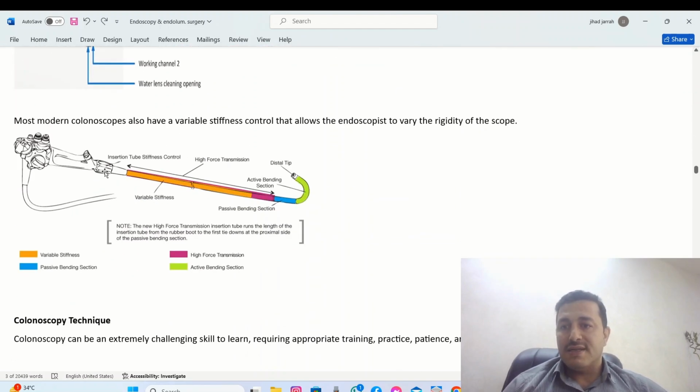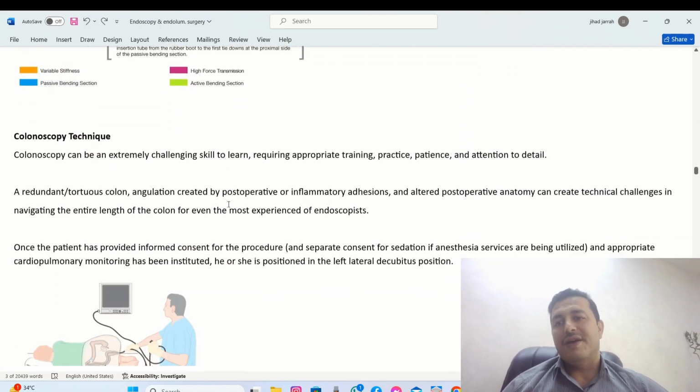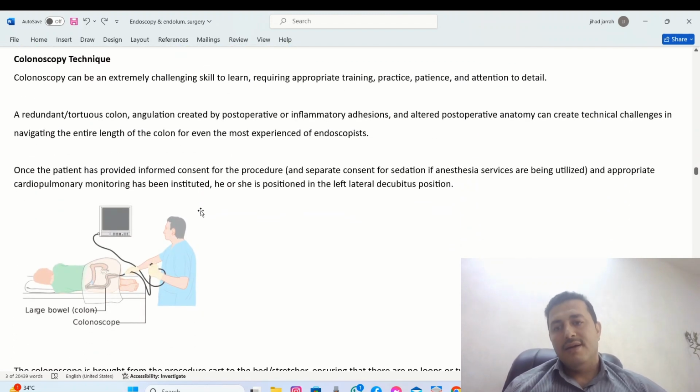This is the stiffness tube which we talked about. Actually, the scope itself, this is active. You can see active bending. We control it by the wheel. This is passive bending, and this is passive bending, and this part we control the stiffness by the wheel over here. Okay, how to perform? We reviewed how the colonoscope looks like. Now how to perform the colonoscopy.